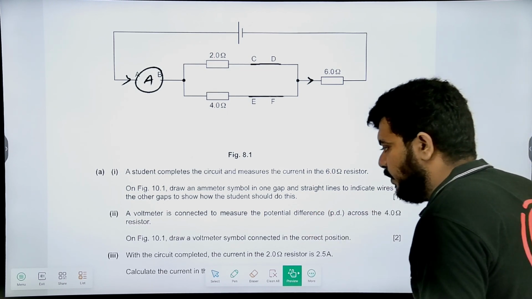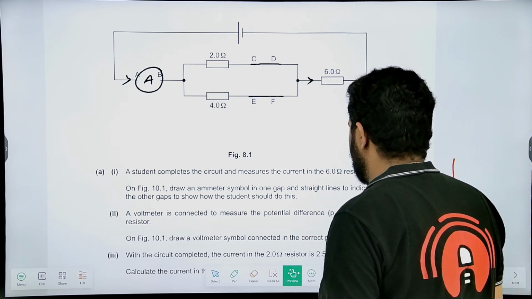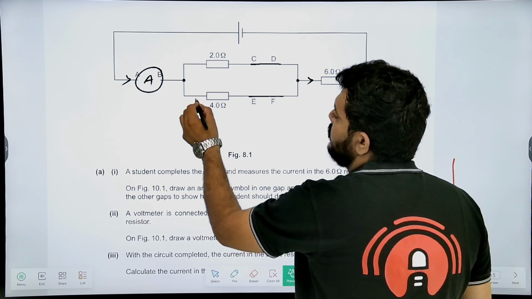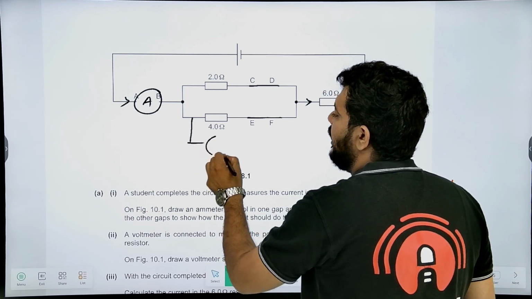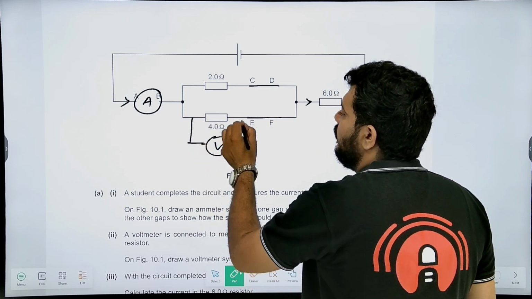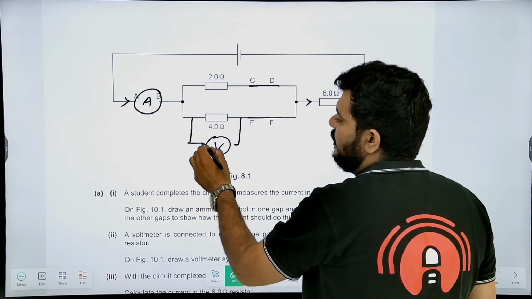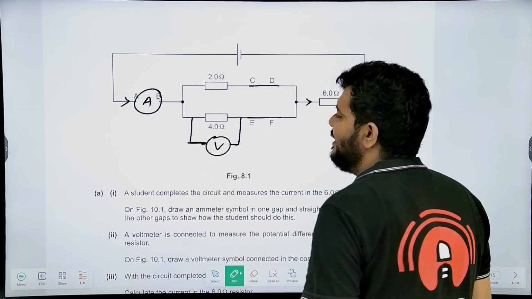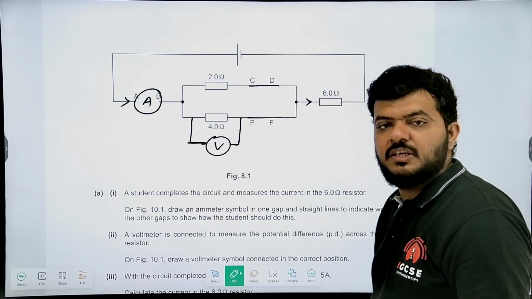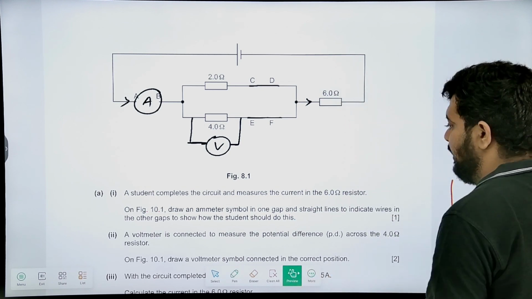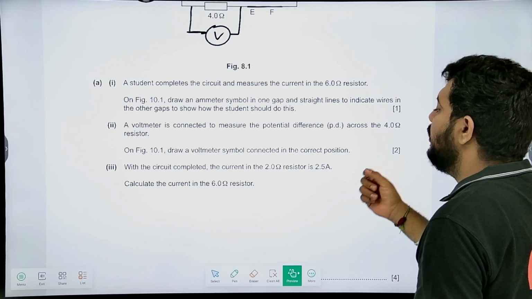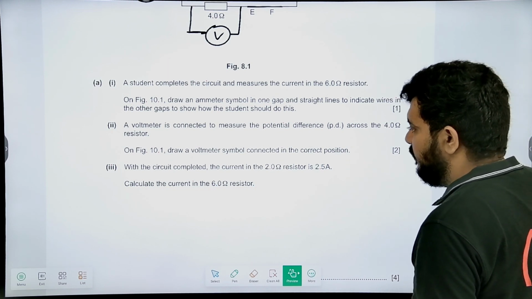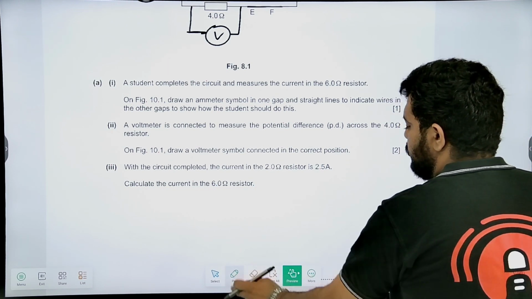On figure 10.1, draw the voltmeter symbol connected in the correct position. So if I want to measure across the 4 ohm, I will connect a voltmeter in parallel. Always remember, ammeter in series, voltmeter in parallel. Then we have, when the circuit is complete, the current in the 2 ohm resistor is 2.5. Calculate the current in the 6 ohm resistor.